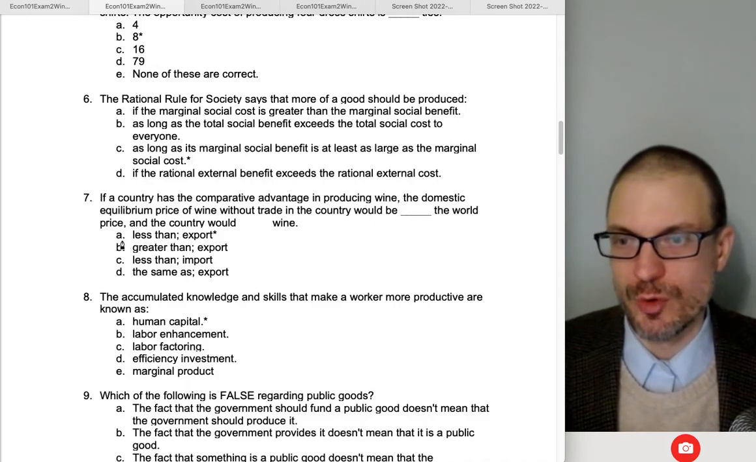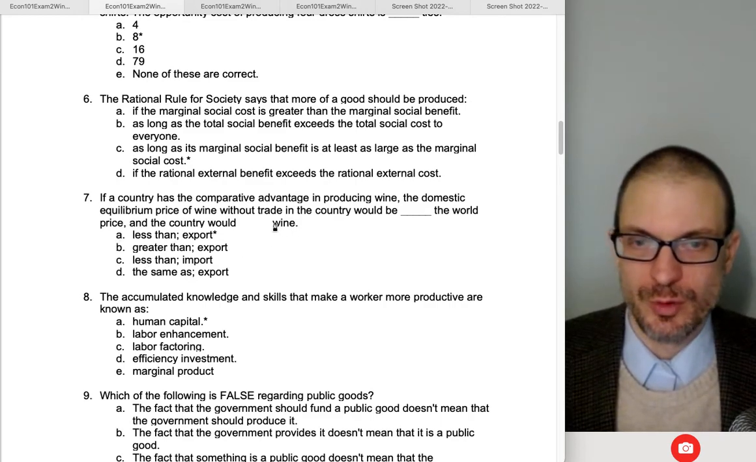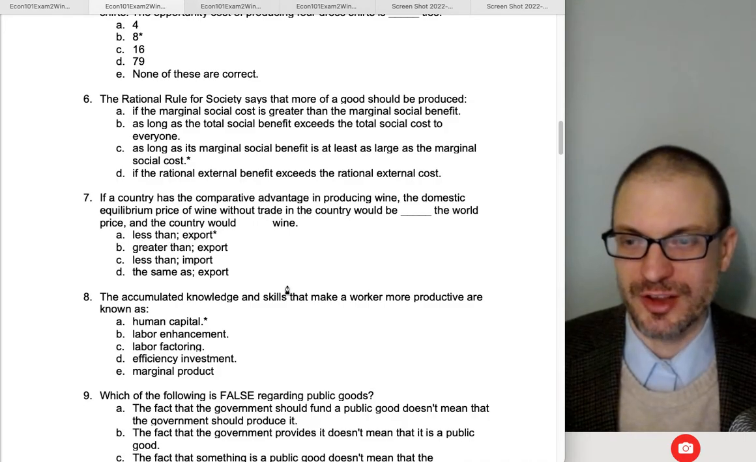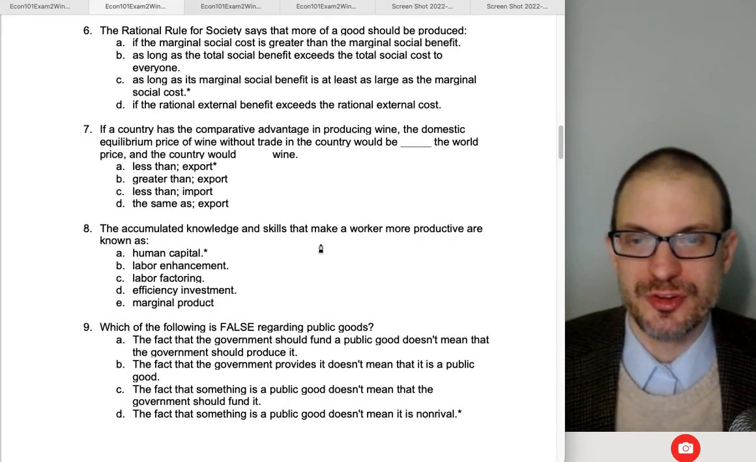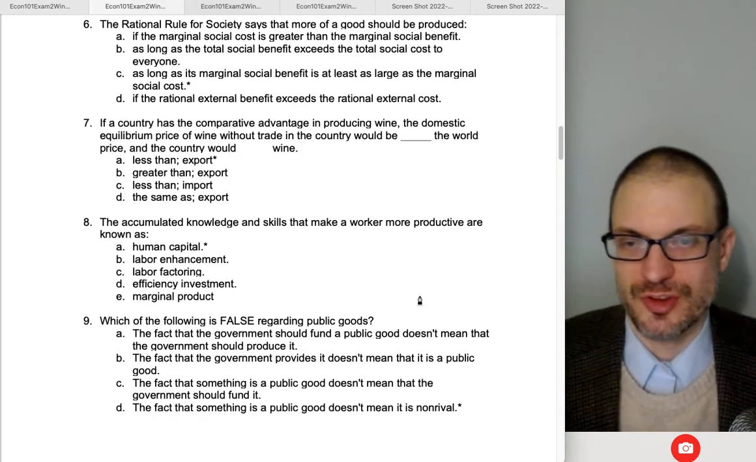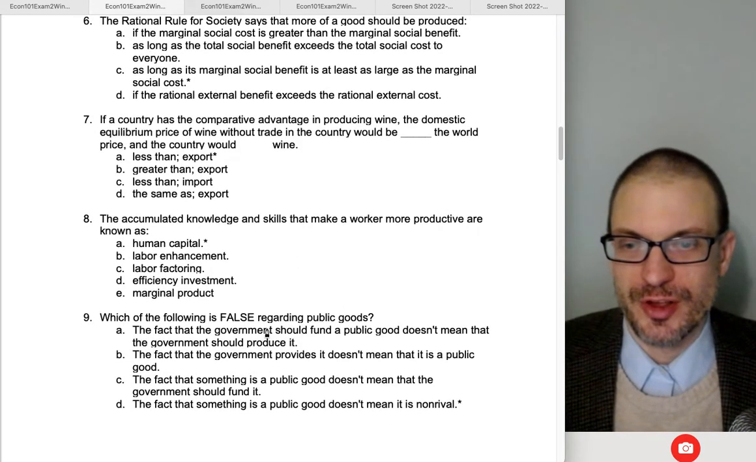Okay, so now we know we're looking at either A or C. And then what do you do if you have a comparative advantage? You export, right? So that's this, less than export. The accumulated knowledge and skills that make a worker more productive are known as human capital. Right? That's just a definition.